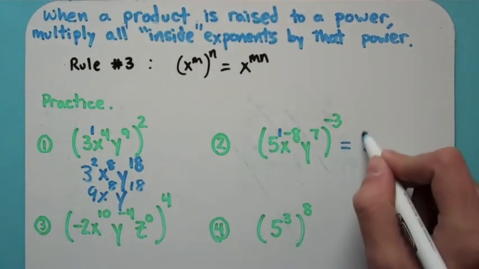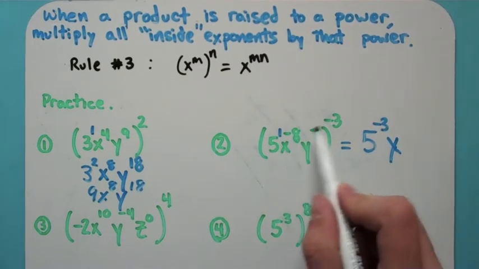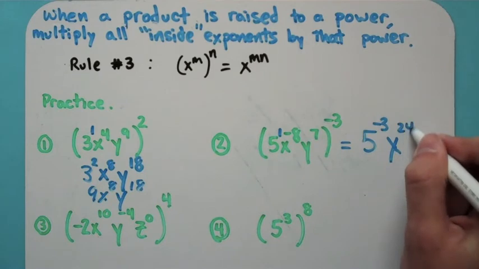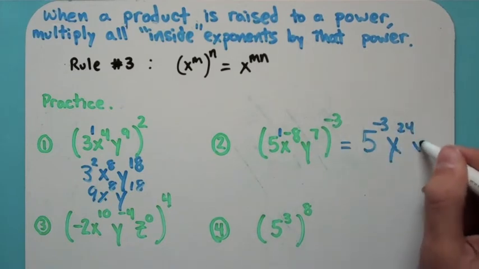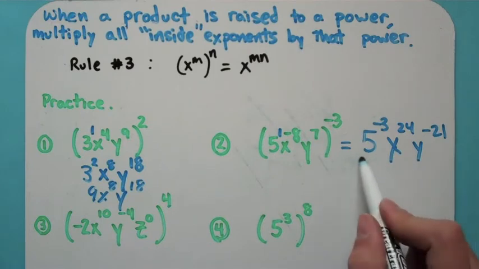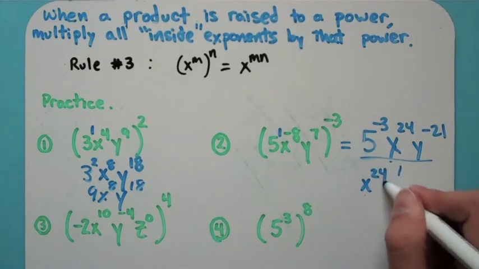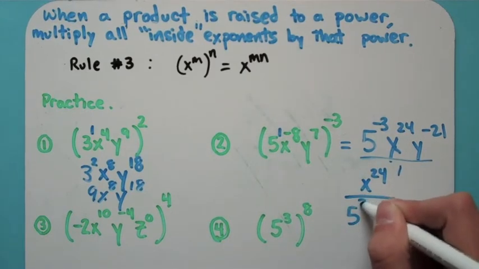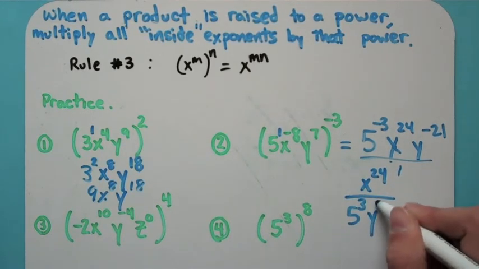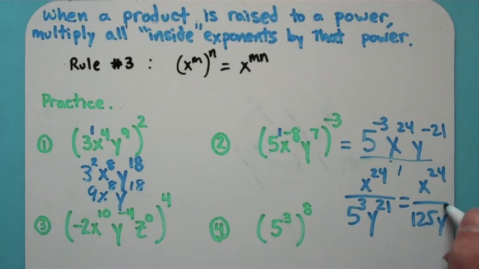Again, numbers get their own exponents, they're the coefficients. So I end up with 5 to the negative 3rd. It'll be x to the negative 8 times negative 3, which is positive 24. And it'll be y to the negative 21. And this problem, remember, is not done because we have negative exponents still. So we're going to end up with x to the 24th over 5 to the positive 3rd, y to the positive 21. You can even make that 5 to the 3rd a 125, and get this for your answer for number 2.